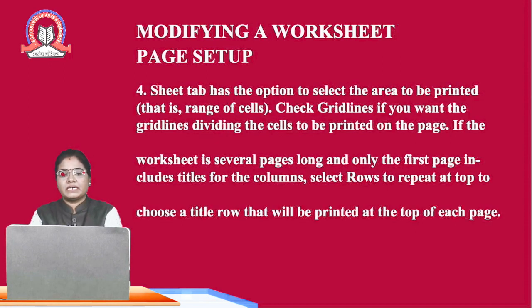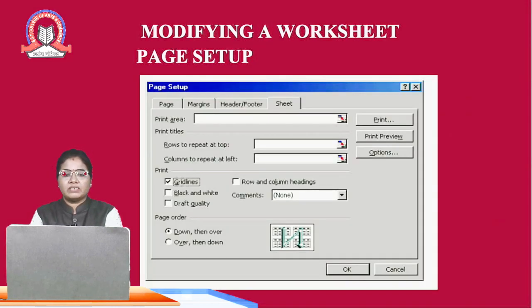The fourth one is the sheet tab. In this option, select the area to be printed. Guidelines will be available if we need them in the print. If a worksheet is several pages long and only the first page includes the title for the columns, select rows to repeat at top to choose a title row that will be printed at the top of each page. So like this, if we select the option, it will be displayed and the page will be printed according to that. So these are the options we have in the sheet.